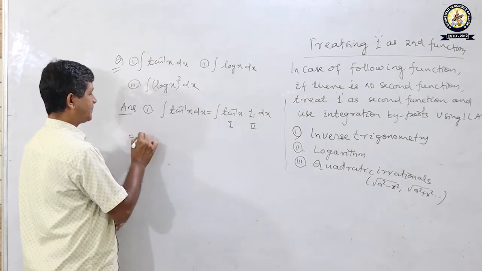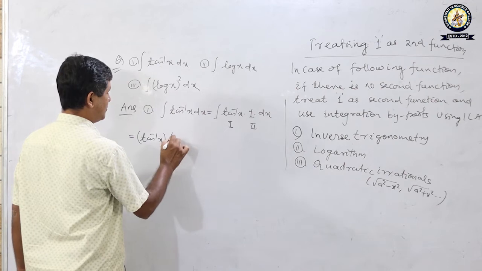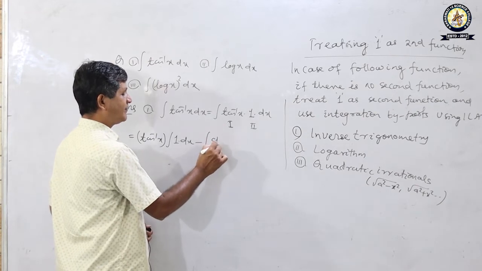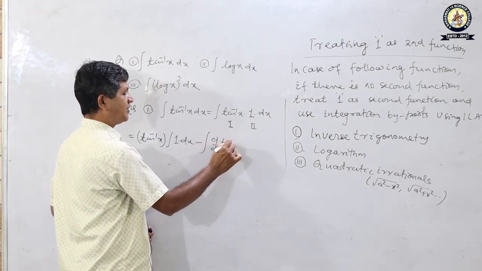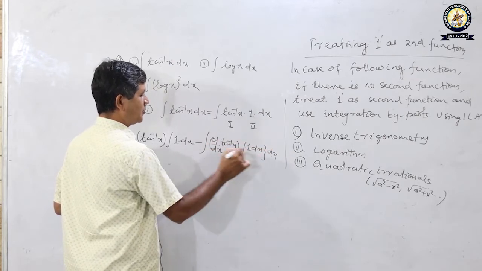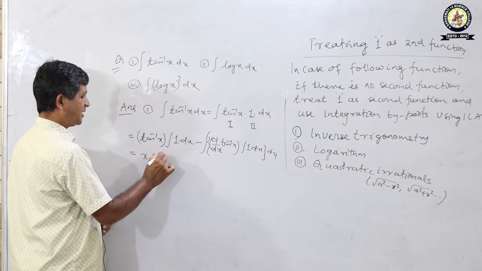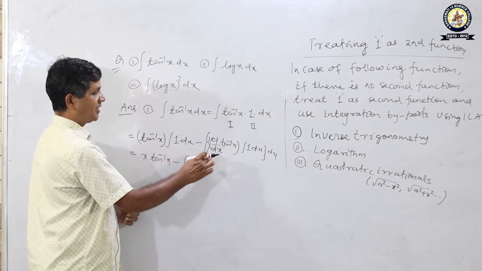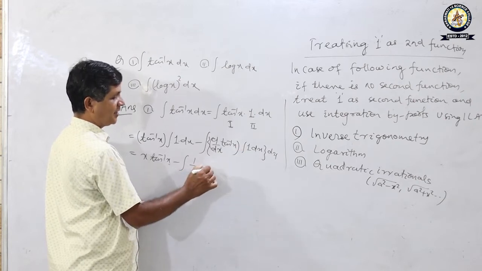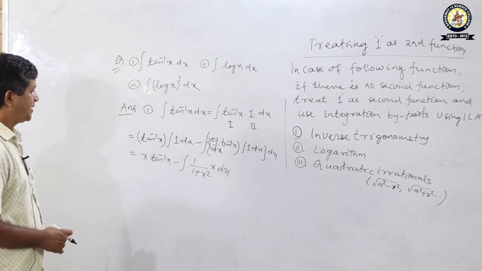So write first function tan inverse x into integration of second function 1 into dx, minus integration of derivative of first function, d by dx of tan inverse x, into integration of second function 1 into dx, this into dx, right? That is equal to x tan inverse x minus integration of derivative of tan inverse x, which is 1 by 1 plus x square, integration of second function is x, and for this integration we write another dx also, right?